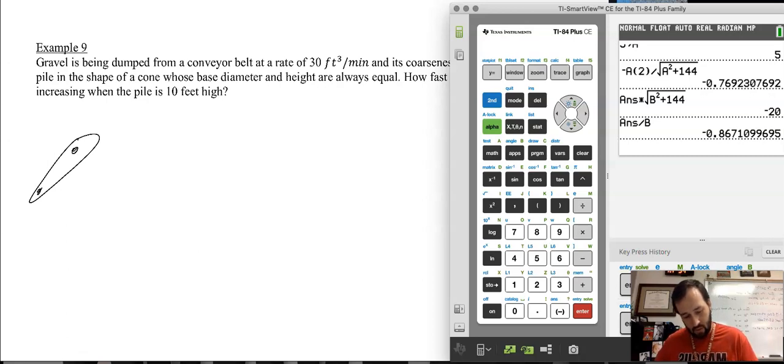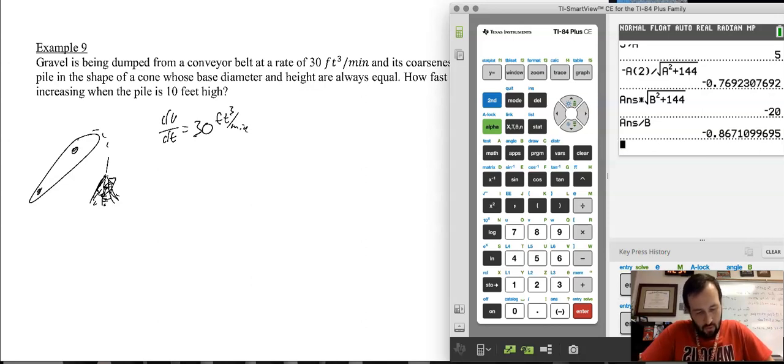So I have gravel being dumped. Yay, dumping a bunch of gravel, right? It's going to form on the ground, and as it forms, it's going to make a conical shape. I think they even tell that to you anyways, right? It makes the shape of a cone. They tell you that in the problem. At a rate of 30 feet cubed per minute. So my change in volume is increasing at 30 feet cubed per minute.